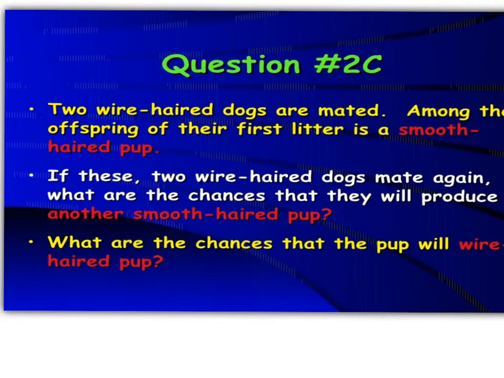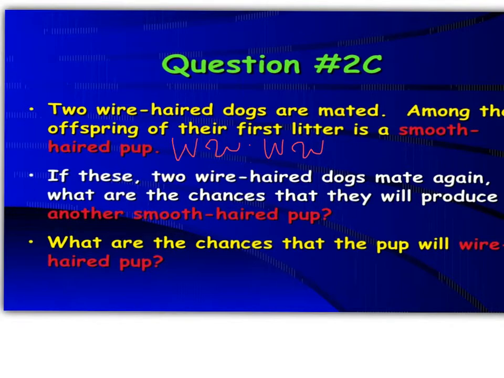Now, genetics problems deal with probability. So we have two wire-haired dogs that are mated, and when they looked at the offspring, the first litter had a smooth-haired puppy. What that tells us is that our parents needed to be big W, little w. If we had big W crossed with big W, we would not have a smooth-haired puppy. If we had big W crossed with big W little w, we would still not have smooth hair. The only way we could have a smooth-haired puppy would be if both parents were heterozygous.